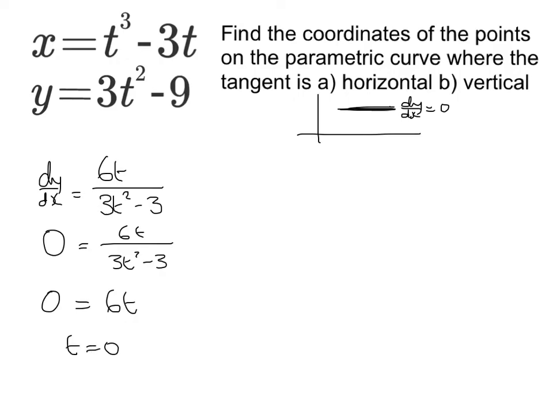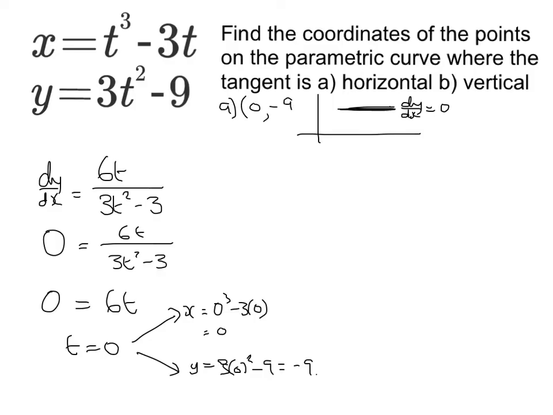If t is 0, we can split that into what's our x coordinate and what's our y coordinate. Our x coordinate will be 0 cubed minus 3 lots of 0, which is 0, and our y coordinate will be 3 lots of 0 squared minus 9, which is minus 9. So the only single point on the parametric curve where the tangent is horizontal, the answer to part A, is 0, minus 9.